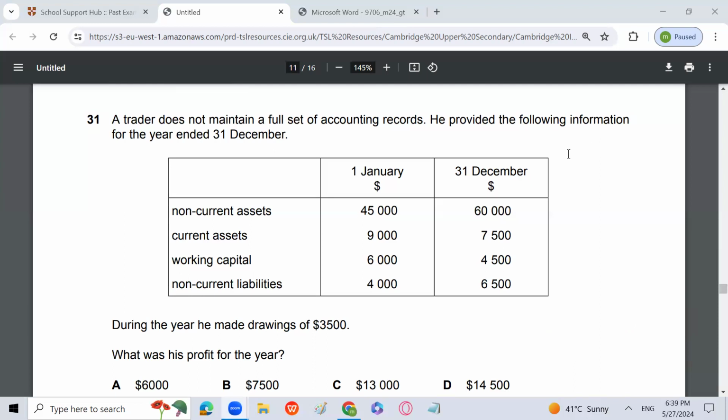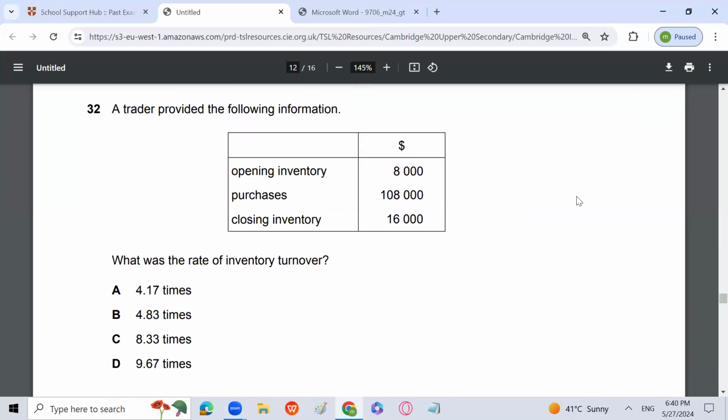Next, let's see. A trader provides the following information. What was the rate of inventory turnover? It's quite easy. Cost of sales divided by average inventory. The cost of sales is 8,000 plus 1 lakh 8,000 minus 16,000. 1 lakh is the cost of sales.